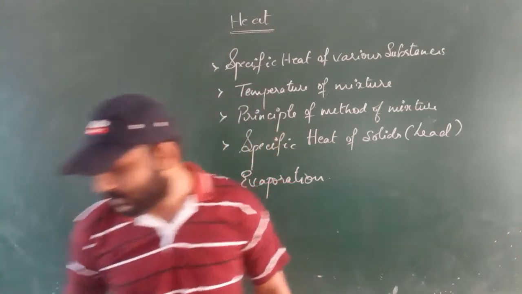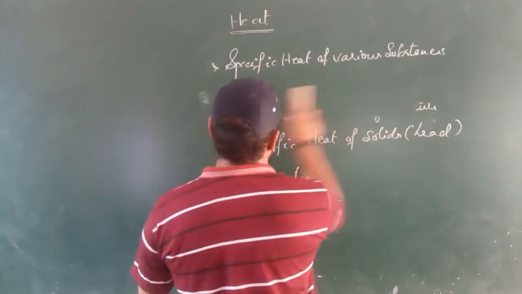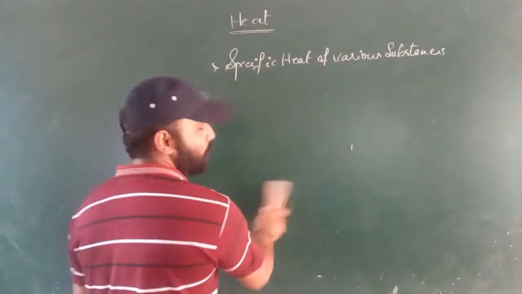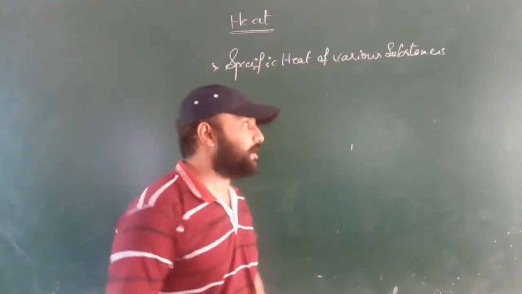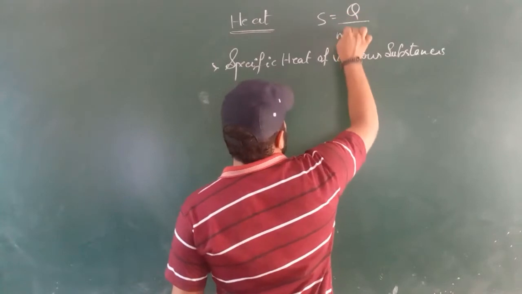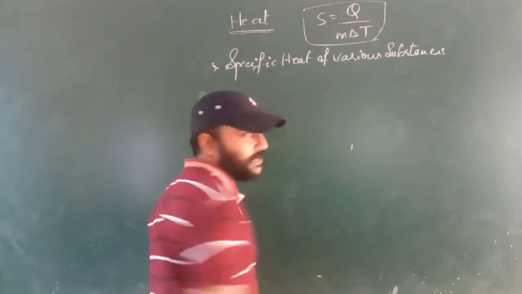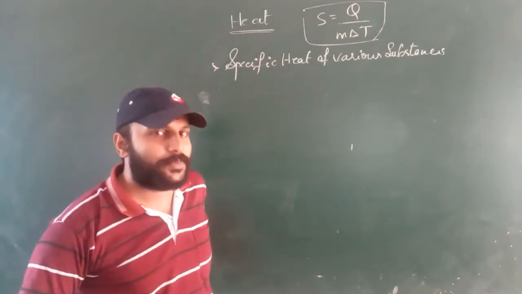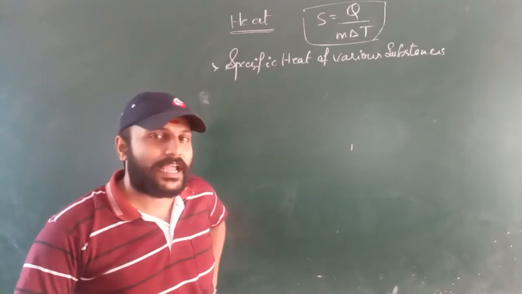Okay. Let's see the first one. Specific heat of various substances. We have already seen the formula for specific heat. Specific heat is S equals Q by M delta T. This is the formula we have seen in our previous class.